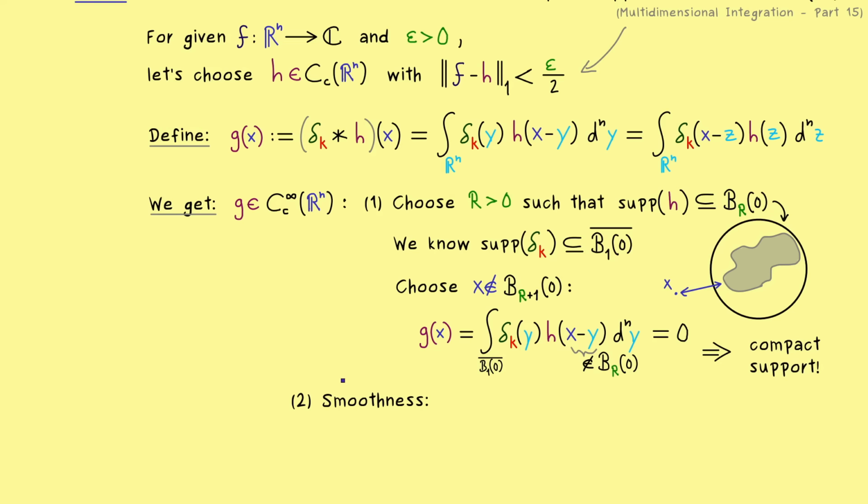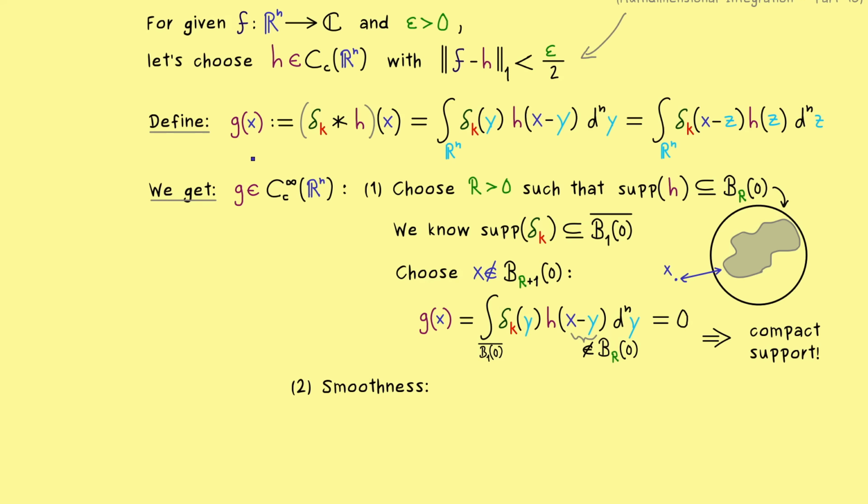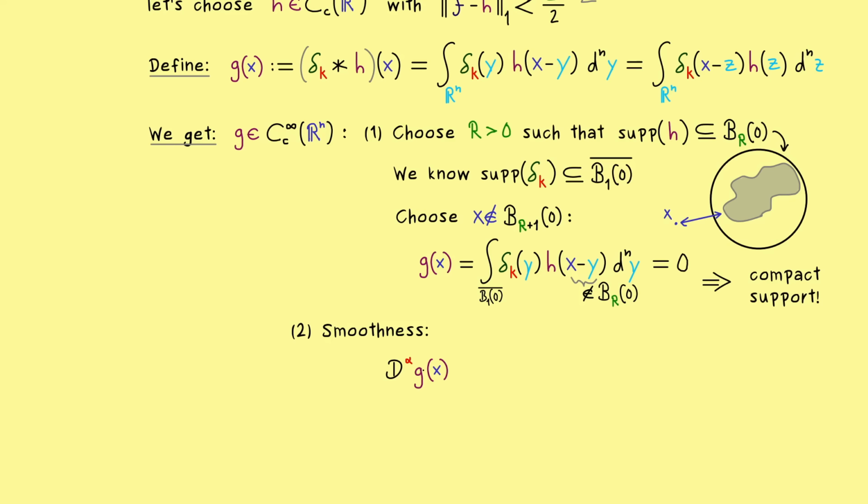And now in the second part we should talk about the smoothness, and indeed the convolution with delta k makes the whole function C infinity. This means here we just have to show that D^alpha of g exists no matter which multi-index alpha we choose. And there it's helpful to use the second definition of the convolution, because we know that D^alpha consists of partial derivatives that are only concerned with the variable x.